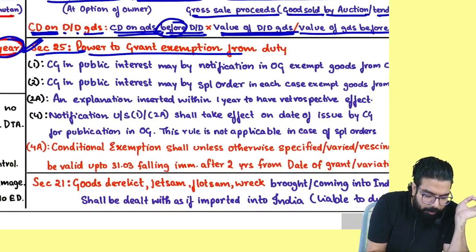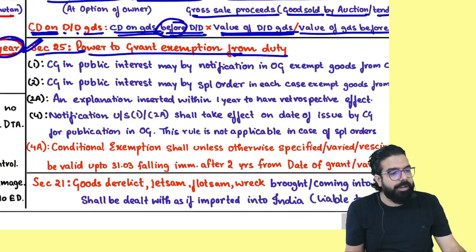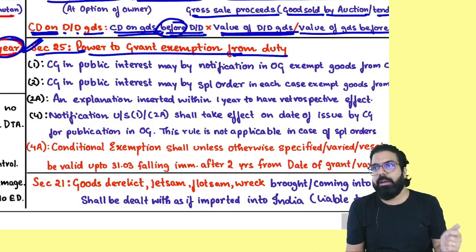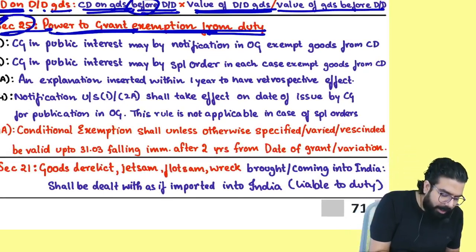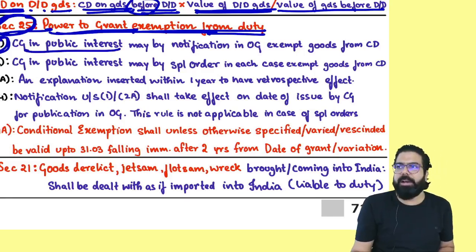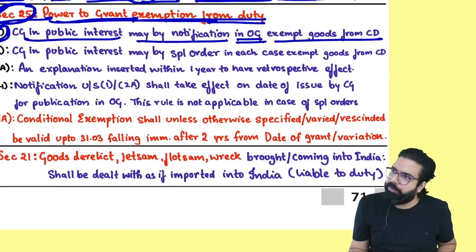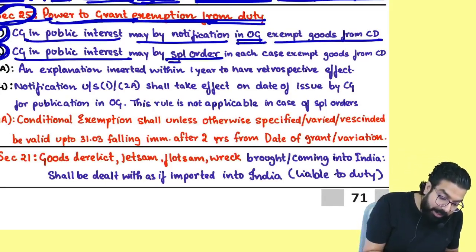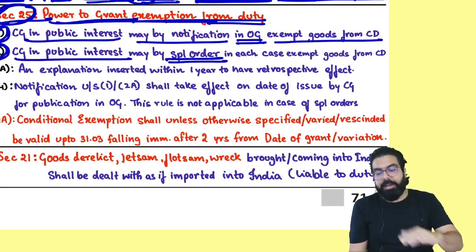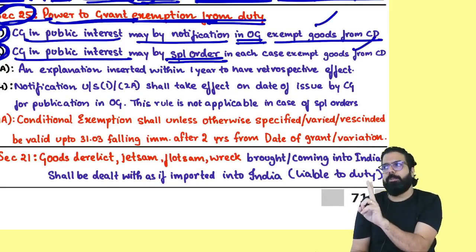Section number 25 talks about power to grant exemption. Just like in GST we have section number 11 where the government uses the power to grant exemption, in customs the power to grant exemption from custom duty is given by section number 25. Section 25(1) says the central government in public interest can issue a notification in the official gazette and grant exemption from custom duty. Section 25(2): the government in public interest, in a special case, can issue a special order and grant exemption. One is general exemption, second is special exemption in a special case.